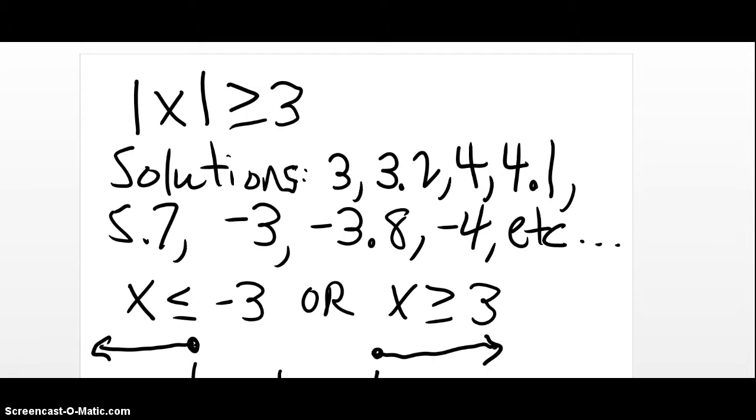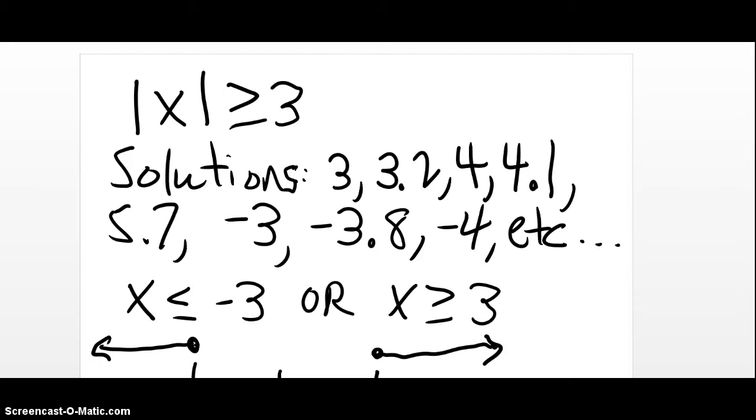Okay, let's look at a greater than inequality. So, x could be 3. The absolute value of 3 is bigger than or equal to 3. X could be 3.2. That absolute value is bigger than or equal to 3. X could be 4. X could be 4.1, 5.7, 6, 10, 20. Okay, so far we have numbers bigger than or equal to 3.